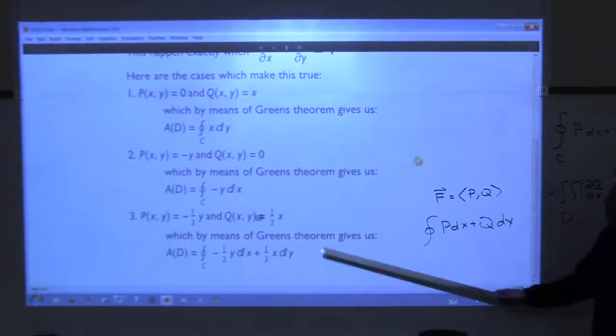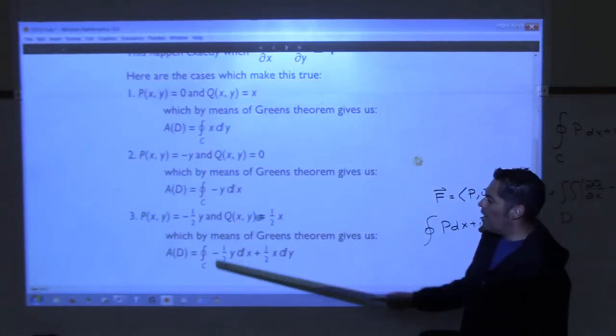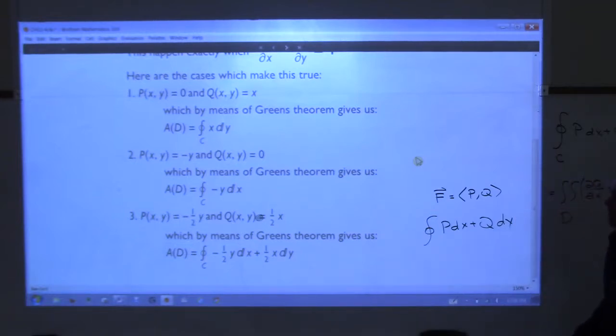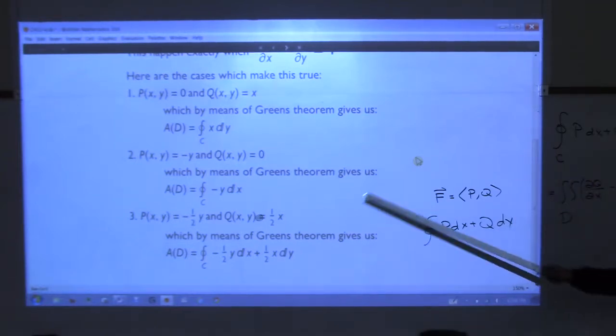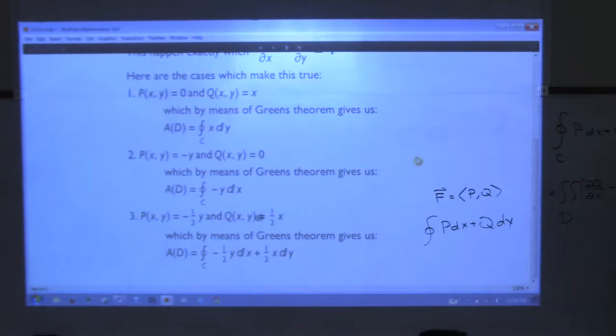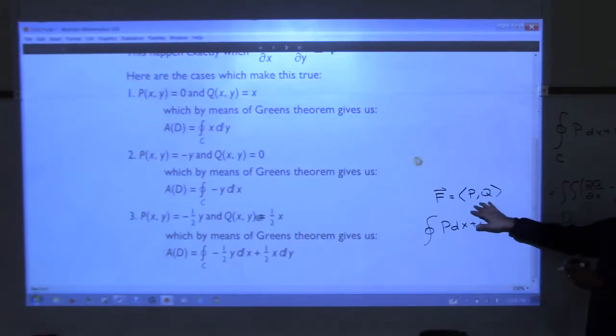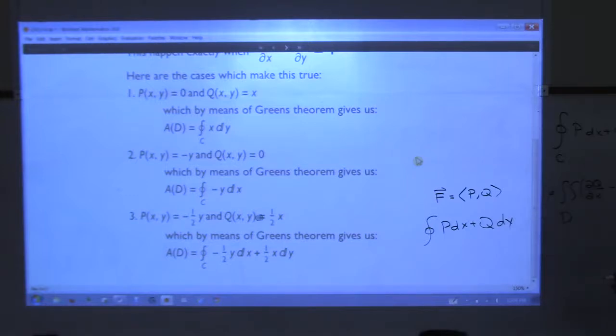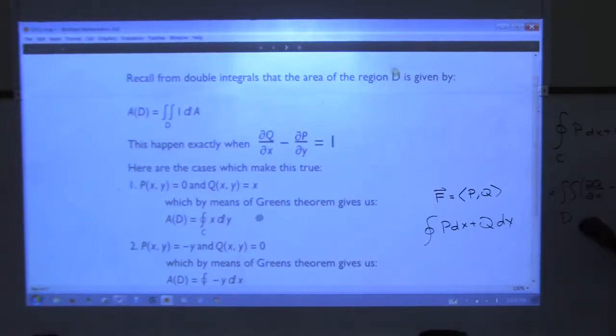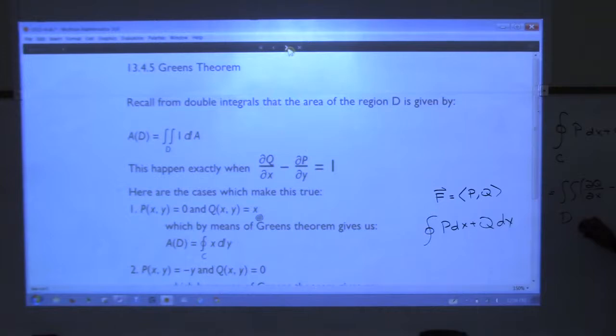And then you could do it this way also. You could let P be negative 1/2 Y and Q be 1/2 X. And if you took the partials, you would get a 1 here. So I'm just showing you there are various ways that you could define your field in order to get a 1 in here. So who cares, right? Like, why is that important? Let me show you.